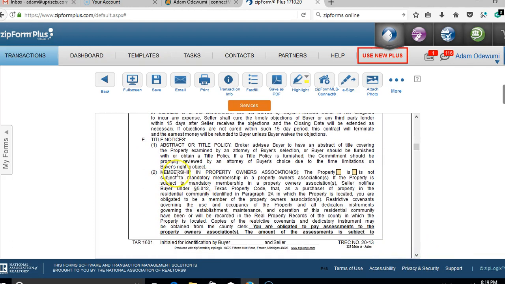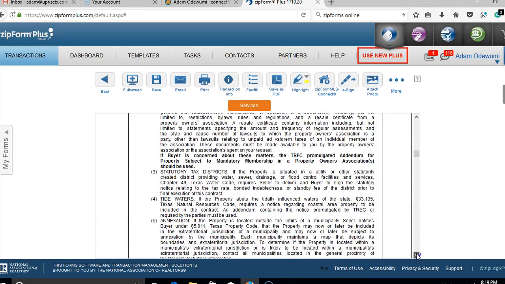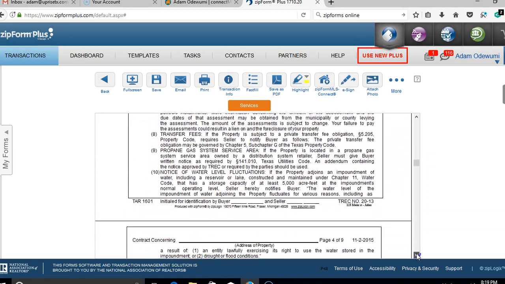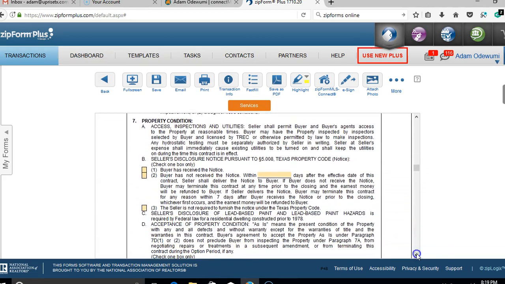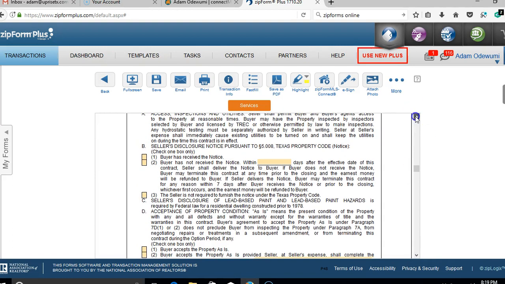Here it says membership in Property Owners Association. This is what's known as the HOA, a homeowners association. Most of the time in the MLS, it's going to state whether or not the property is an HOA. So you're just going to check the first one if it is, the second one if it isn't. And if it is, then there's a form that has to go along with the contract.